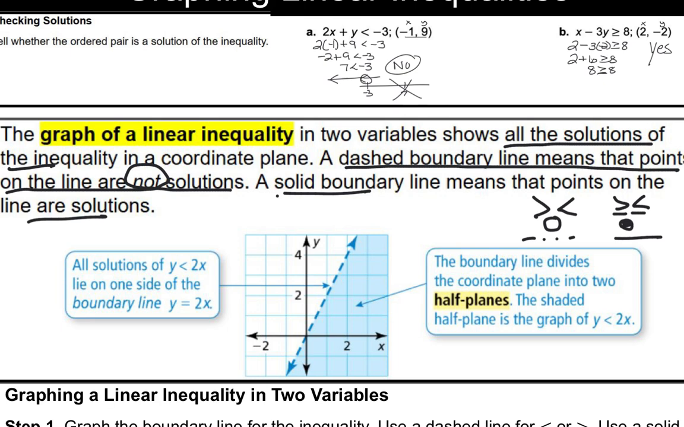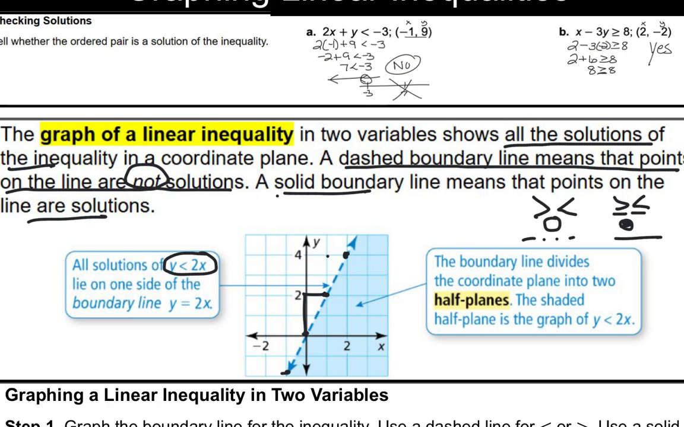So if I'm looking at this, y is less than 2x. Remember, this is slope-intercept form, so my y-intercept is 0, my slope is 2. Go up 2 to the right 1, up 2 to the right 1, or down 2 to the left 1. So there's my line. Because it's not "or equal to," it's a dashed line.